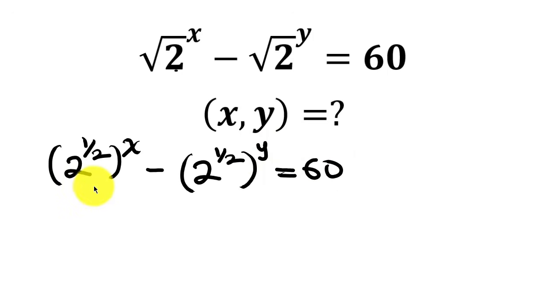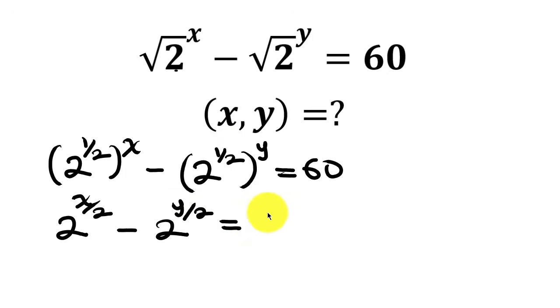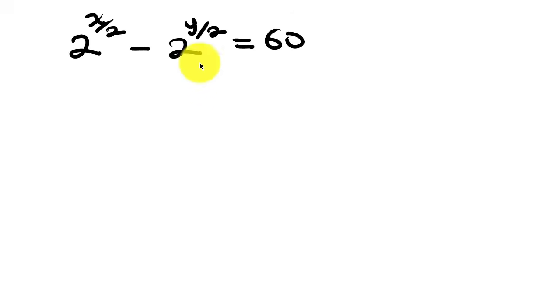Now let's apply the property of indices here that says that powers multiply. So I'm going to be writing down the base, which is 2. Then I'll multiply the powers. Half times x is x over 2 minus the base, which is 2. Now multiply the powers. Half times y is y over 2. And this is equal to 60. Very good. Now our next step will be for us to factorize.